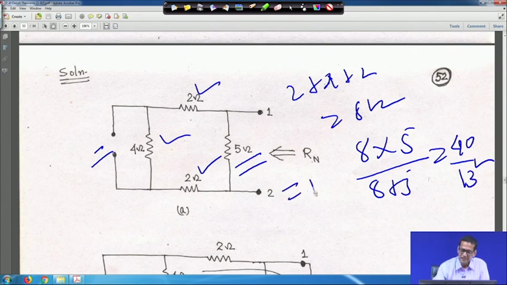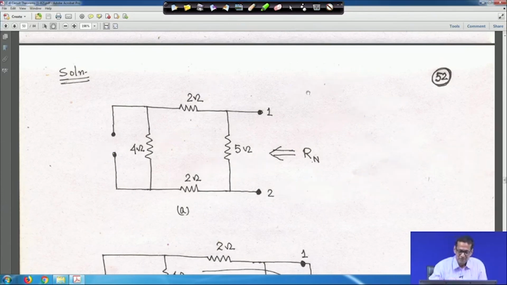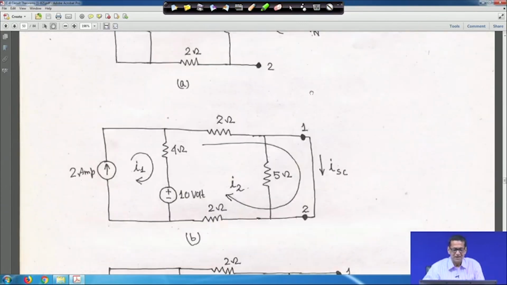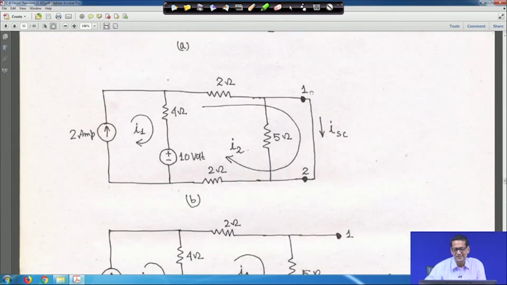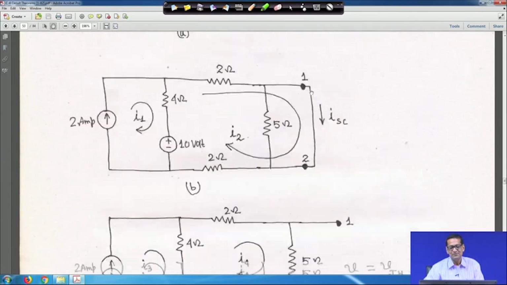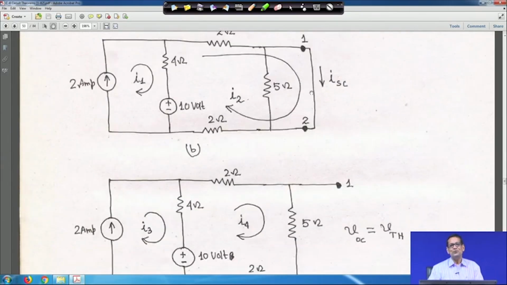So, R Norton is nothing but R Thevenin, same thing. The way you got R Thevenin, same way you get R Norton, it is the same thing, right. Just 1 minute, then you have to find out the short circuit current. In the Thevenin equivalent circuit, terminals 1 and 2 were open, but here it is shorted and we get ISC. So, this is the short circuit current ISC, right.